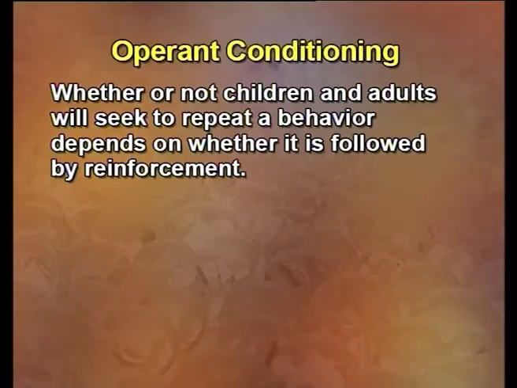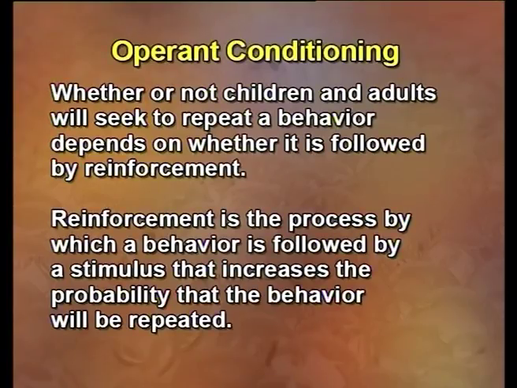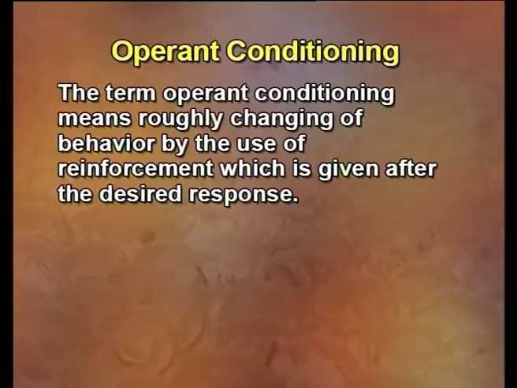Whether or not children and adults seek to repeat a behavior depends on whether it is followed by reinforcement. Earlier I talked about positive or negative consequences which will make them repeat the behavior. Now I am using this term reinforcement. What is reinforcement? It is a process by which the behavior is followed by a stimulus which increases the probability of occurrence of that behavior again and again. That means the behavior is repeated again and again. The term operant conditioning means roughly changing the behavior. By use of reinforcement, the desired behavior can be repeated.